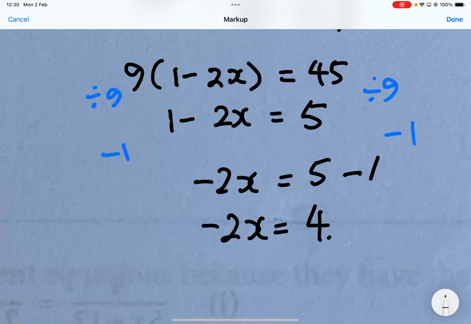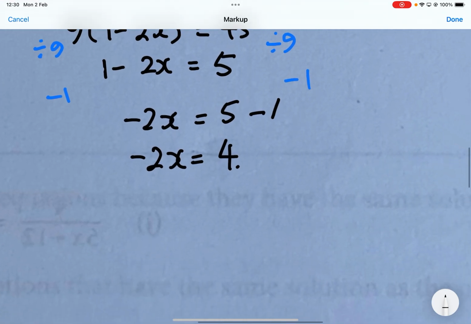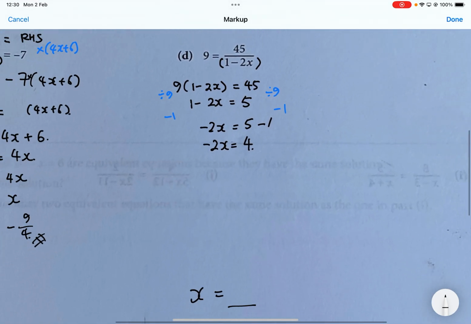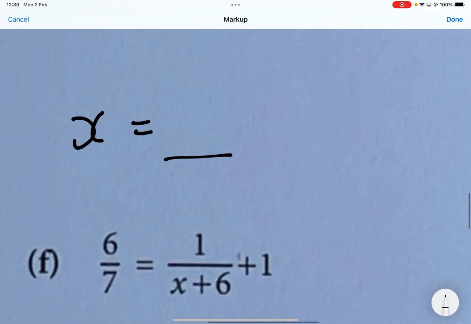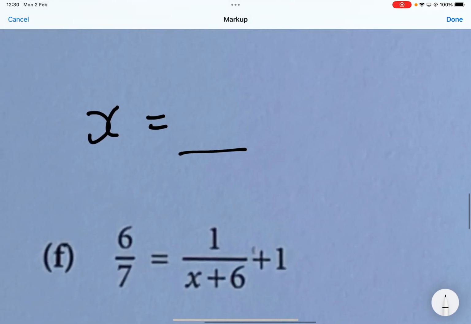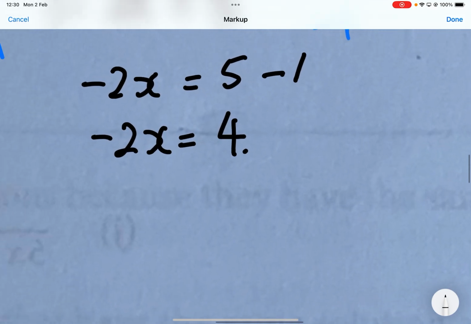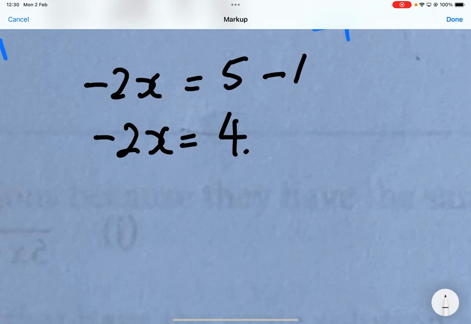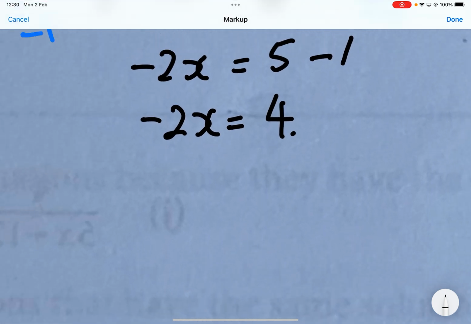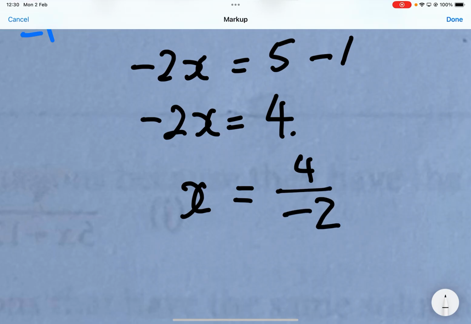5 minus 1 is 4. Then finally I want to have 1x. So now I have negative 2x. To make the negative 2 go away, I need to divide. I divide by negative 2. Then my negative 2x can become x.